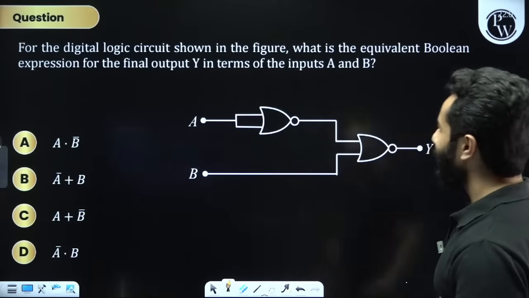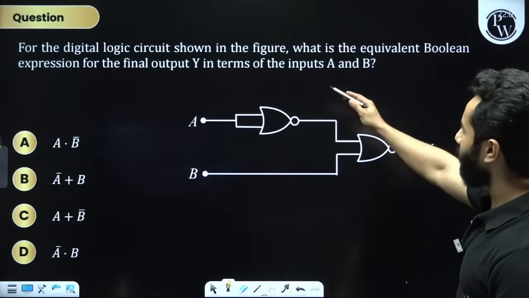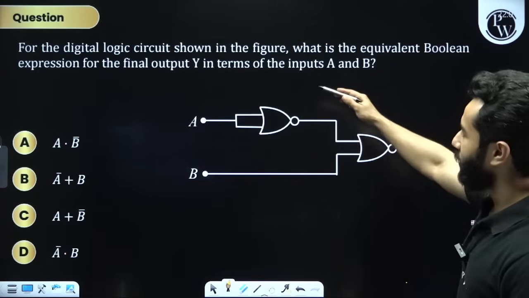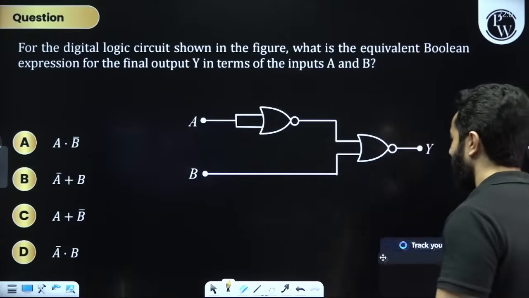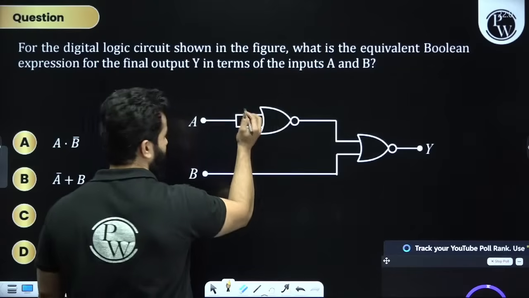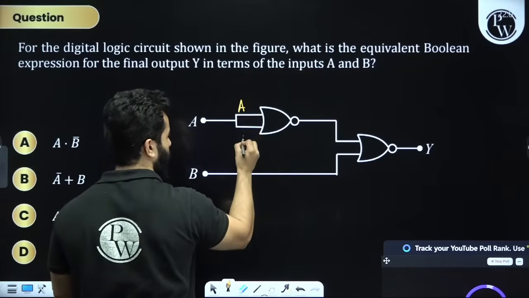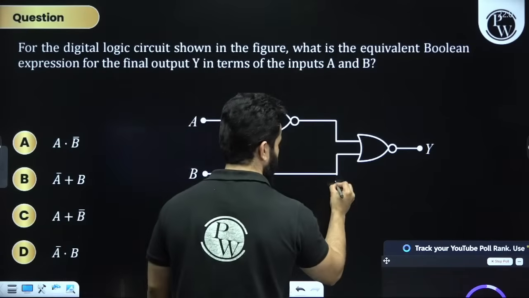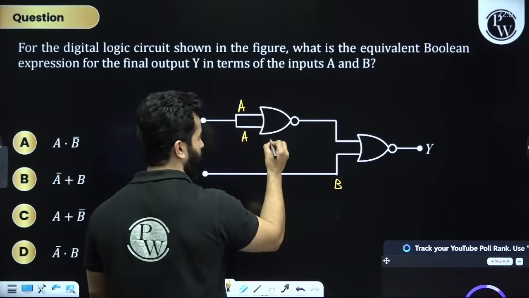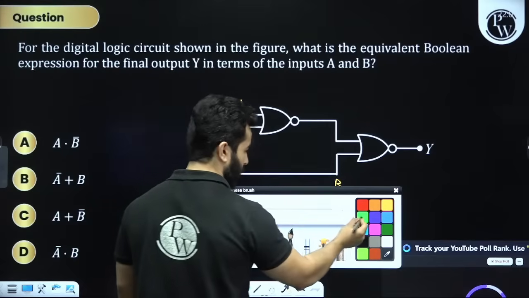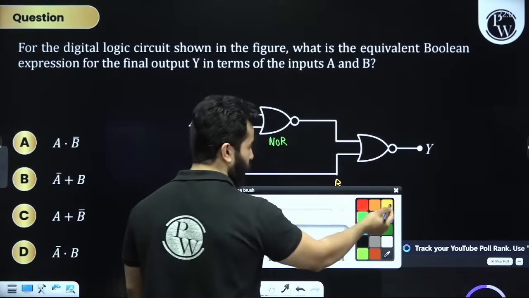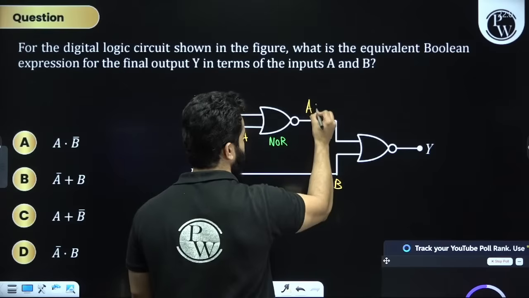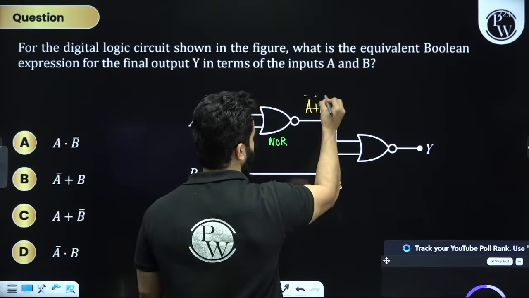For the digital logic gate, you have to find out the Boolean expression for the final output Y. Start, time, and now I am helping you guys. This is A. This is also A. This is B. Okay, this is a NOR gate. That means the output will be, my dear friends, A plus A, with a bar on it.